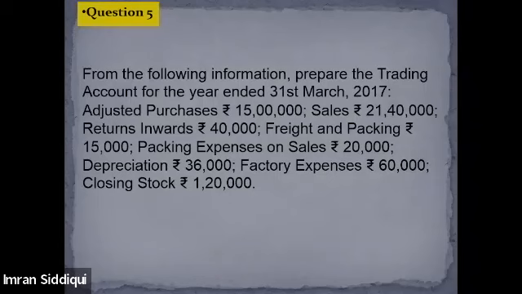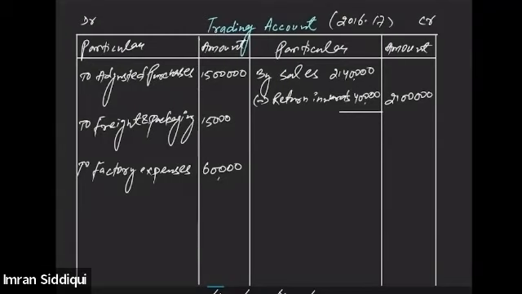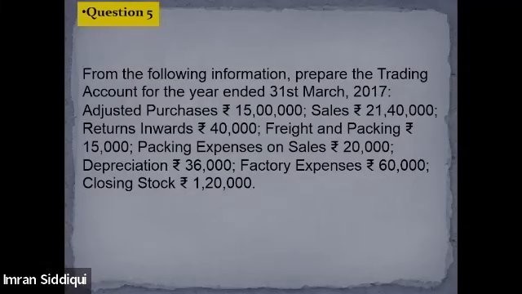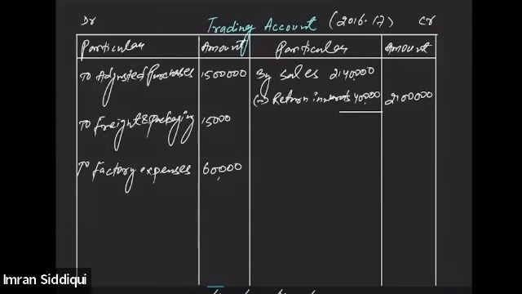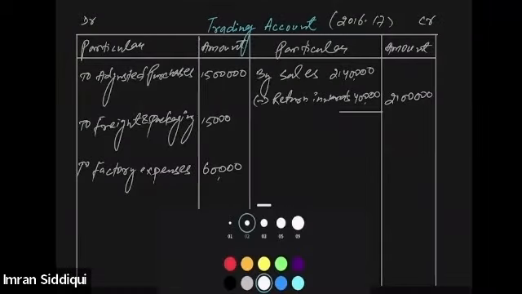And we have closing stock. Tell me everyone, whether we are required to write down the value of the closing stock in the trading account or not. No. Why? Because the adjusted purchases is already there in the trading account, right? And adjusted purchases have already been calculated by adjusting the closing stock. So there is no need to show the closing stock in the trading account one more time. So we won't be recording the value of the closing stock. This is it. Nothing else is there in the question.